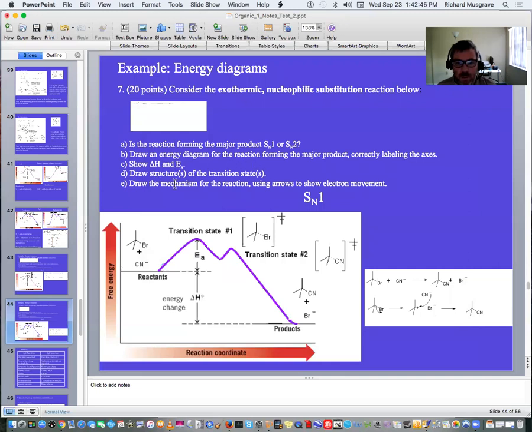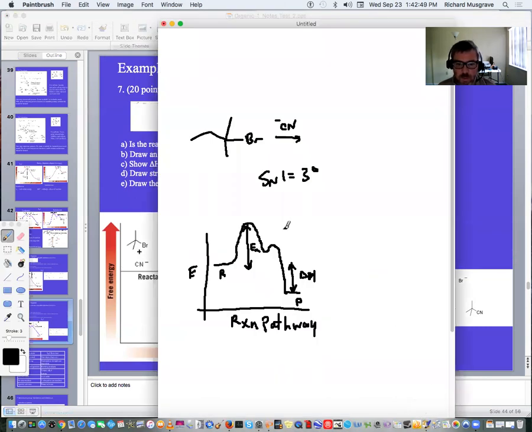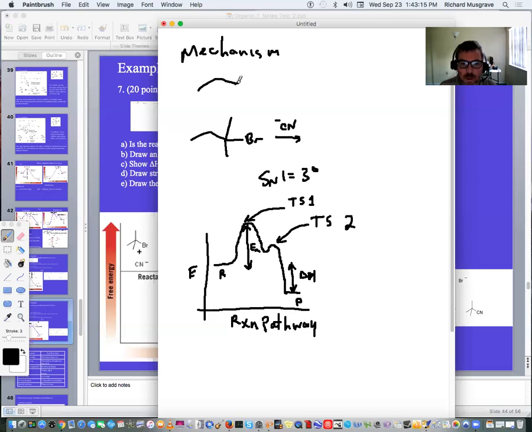And then we need to draw the transition states. Now the transition states, there's going to be 2 of them. There's going to be one I'm going to call TS1, and this one I'm going to call TS2. Now I'm going to actually show the mechanism here, because the mechanism can actually help us with the transition states. So I'll do the mechanism before the transition states here. So the mechanism is going to go something like this.